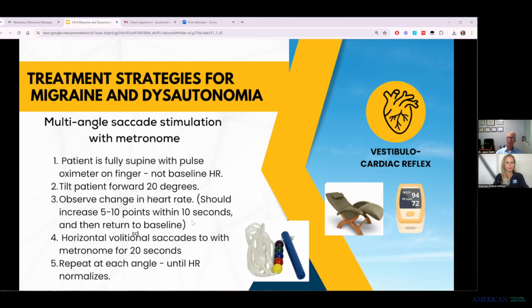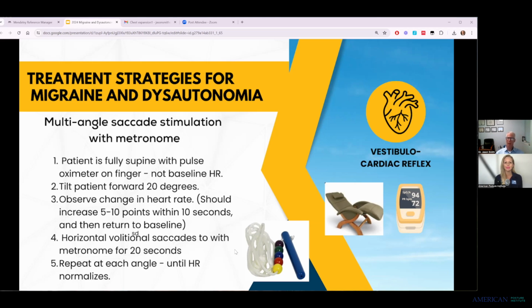And if that happens, I'll just take them back down a couple degrees and I'll have them do horizontal volitional saccades to these Brock beads that I'm holding in front of them about maybe 6 inches apart. I put it to a metronome. Say they started at 90 and then their heart rate went down when it should have gone up, then I'll just have them do maybe eye movements for about 30 seconds with the metronome beat at about 60 beats per minute. And you'll be so surprised.